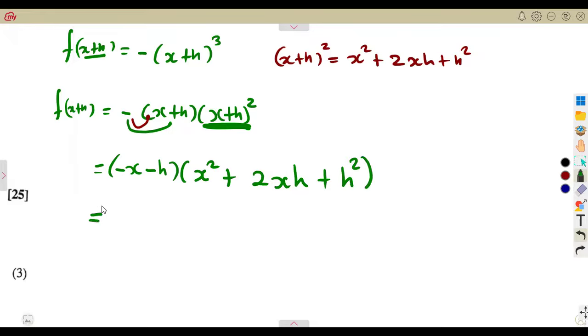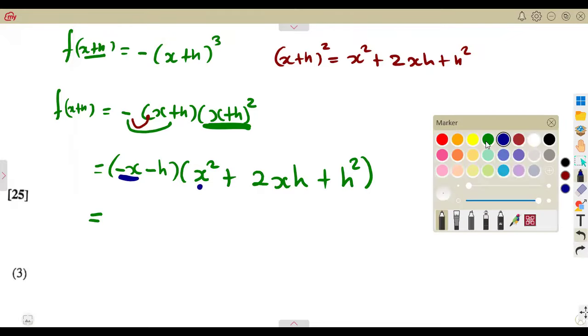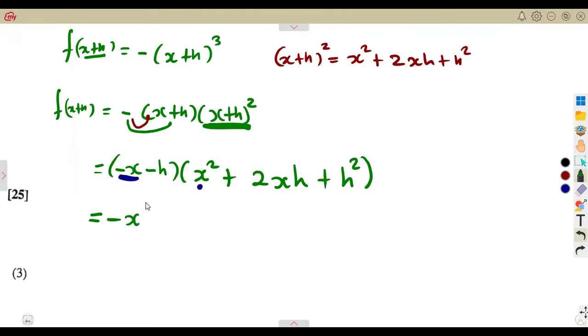So with these, we can now expand the normal way that we are used to. This minus x multiplies everything in the second bracket. Everything minus x. So it's times x squared, which is minus x cubed. Minus x multiplies this part.